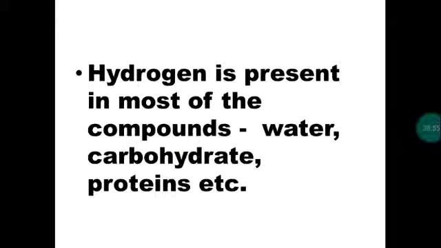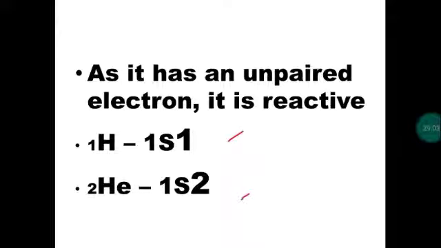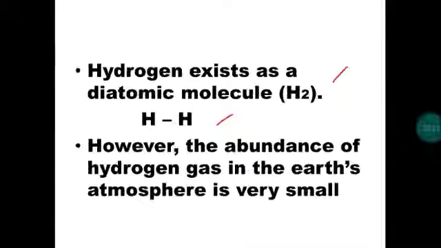Hydrogen is present in most of the compounds which are used in our day-to-day life, like water, carbohydrates as well as proteins. The electronic configuration of hydrogen is 1s1, which is highly reactive because when it gains an electron, or when it achieves the electronic configuration 1s2, it becomes like helium. So to attain stability like helium, it takes part in chemical reactions. So it is highly reactive in nature.